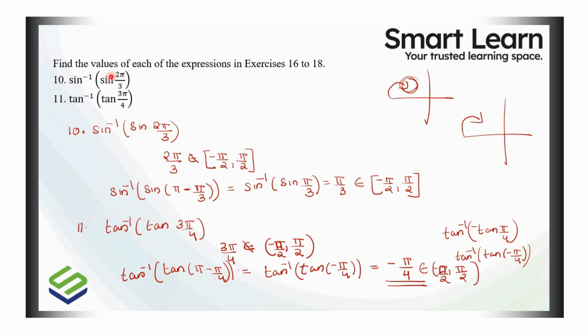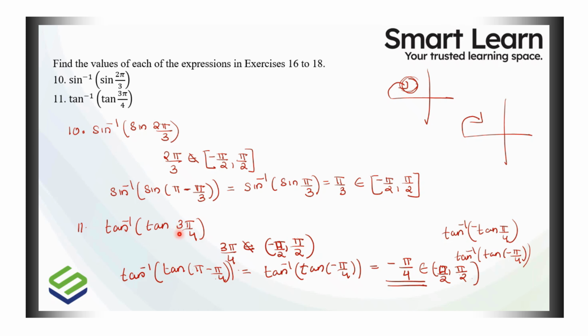Next question. Find the value of each of the expressions. 10. Sine inverse of sine 2 pi by 3. First you have to check whether it is in the principal value branch. But 2 into 60, 2 into 60 is what, children? 2 into 60 is 120. So 120 is not in this interval. So you have to do some modification in terms of angle. So sine of pi minus pi by 3, that is 3 pi minus pi, 2 pi by 3. So sine inverse of sine pi by 3. In the second quadrant sine is positive, so pi by 3 is in the principal value branch.